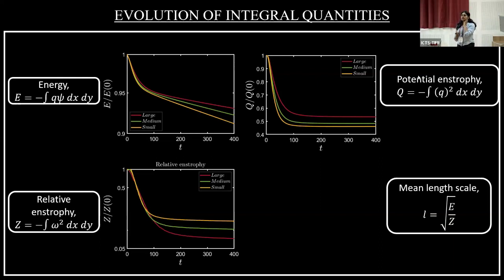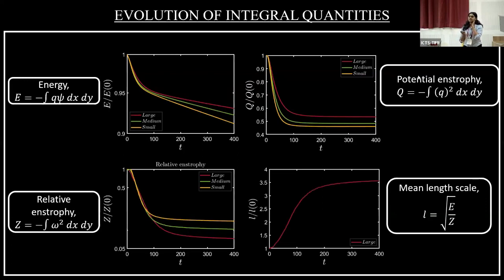We also looked at the mean length scale, which characterizes the organization and disorganization of the flow. Initially it starts from a very low value and increases to a state, and this change in slope tells us at what time the inverse cascade of energy stops. The inverse cascade slows down and the topographic influence is there, so it goes to a constant value.